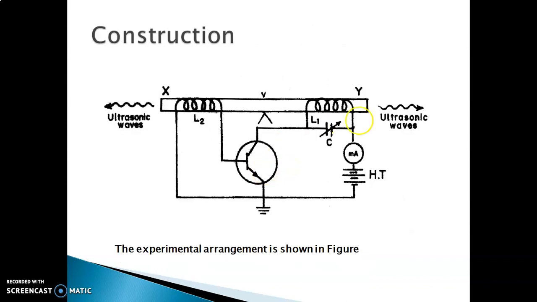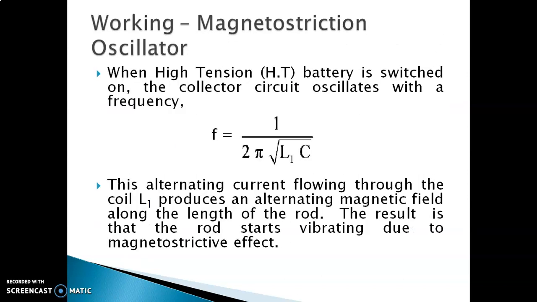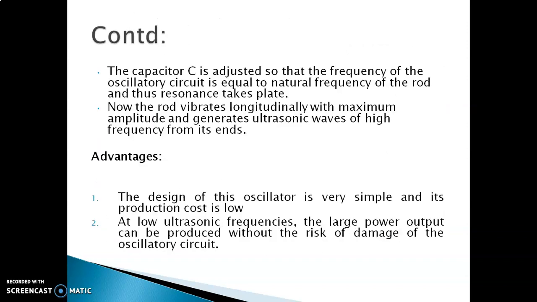Now here, this shows the circuit diagram or the construction of the magnetostriction oscillator using a ferromagnetic rod. In the following slides, I explain the construction as well as the working of this magnetostriction oscillator in detail.